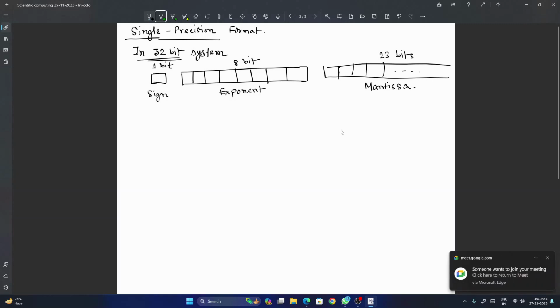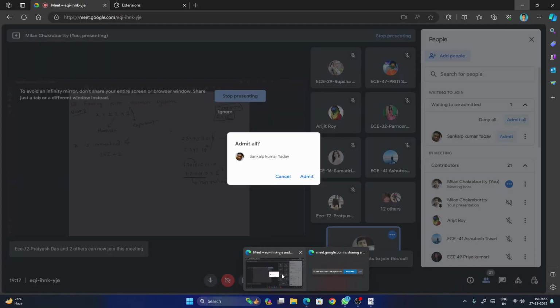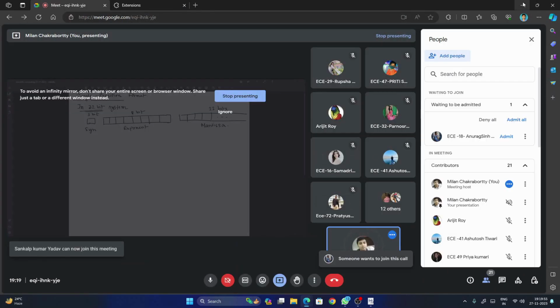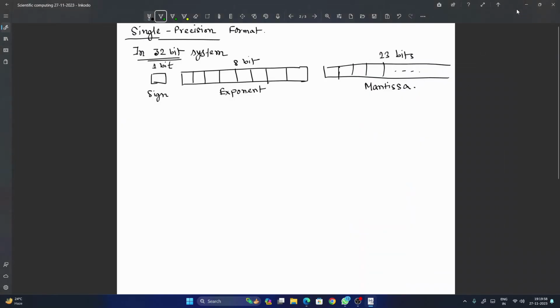So that is the format for the 32-bit systems, and in this way it saves the number.